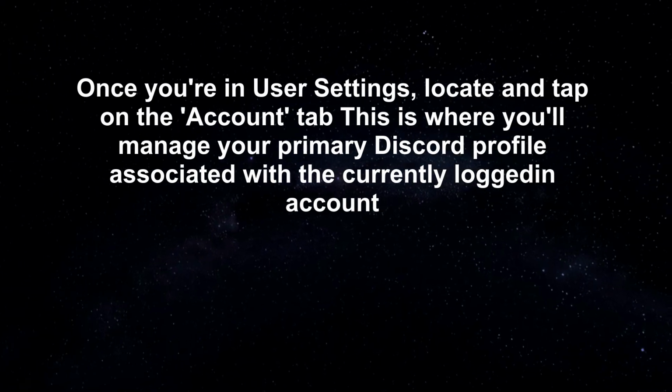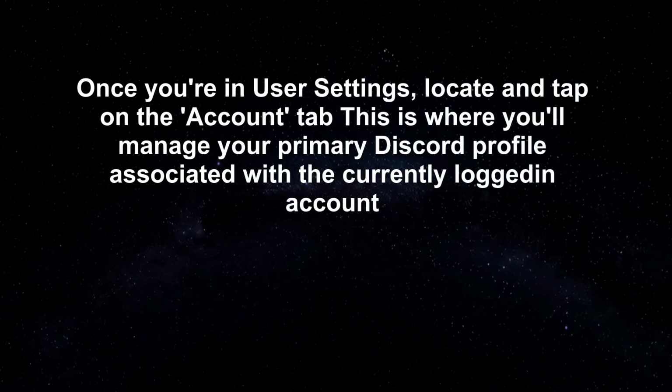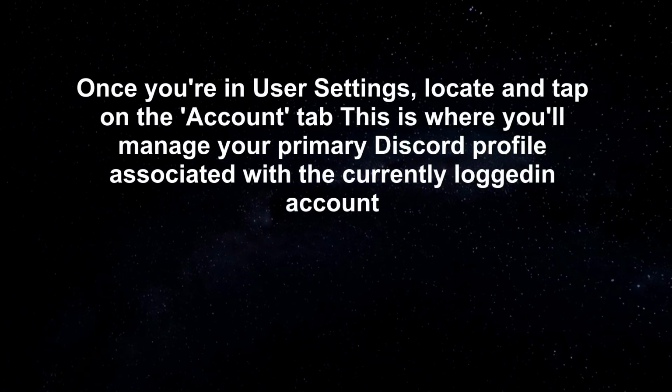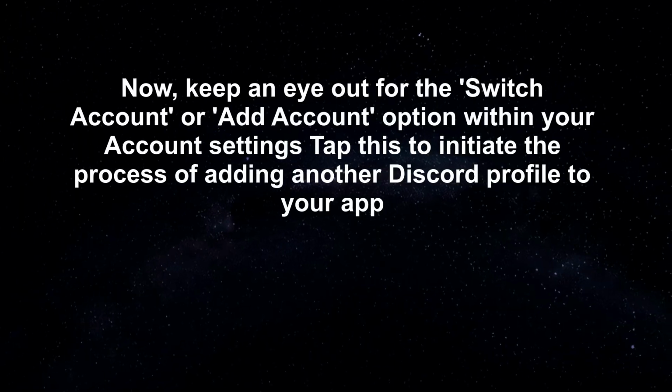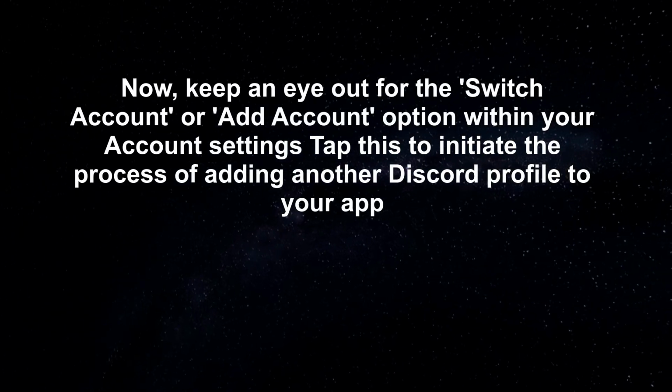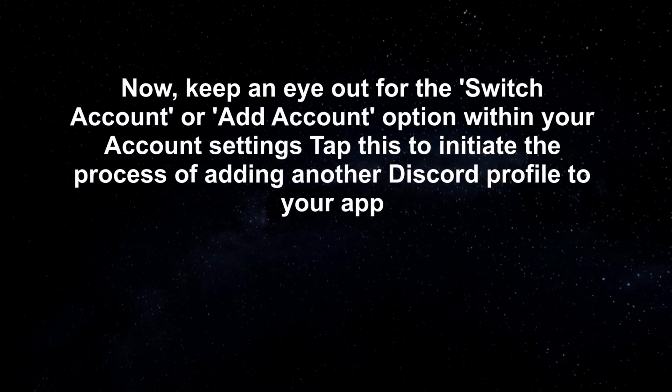Once you're in user settings, locate and tap on the account tab. This is where you'll manage your primary Discord profile associated with the currently logged in account. Now keep an eye out for the switch account or add account option within your account settings. Tap this to initiate the process of adding another Discord profile to your app.